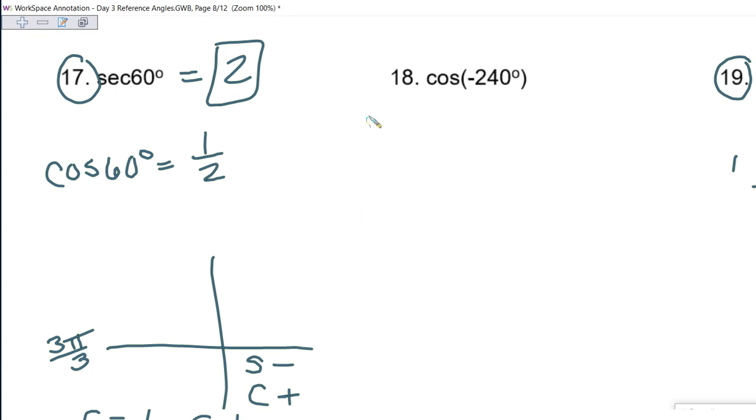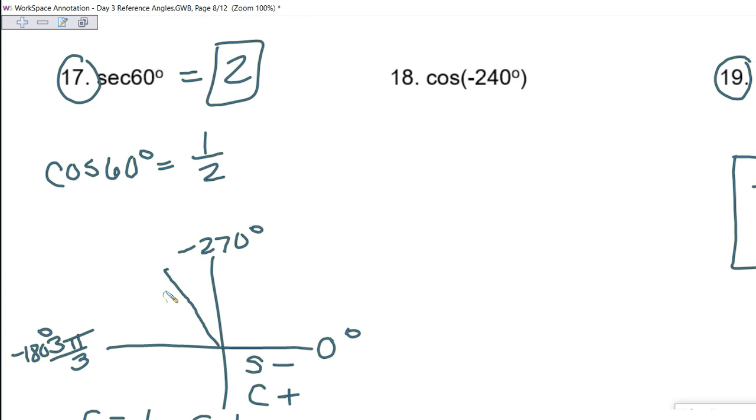Then number 18, we have the cosine of negative 240 degrees. What does a negative angle mean? That means the rotation is going to be clockwise. So this would be negative 90 degrees, negative 180 degrees, negative 270 degrees. So when I'm talking about negative 240 degrees, it's going to be over here in quadrant 2.